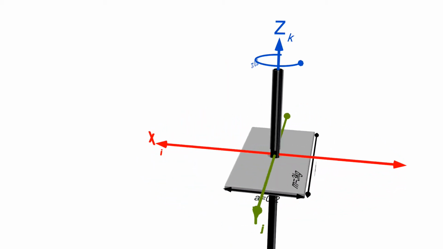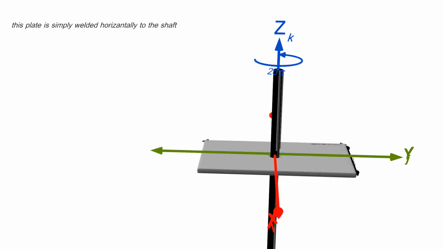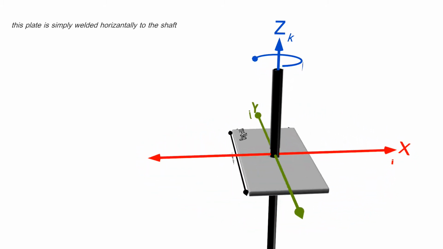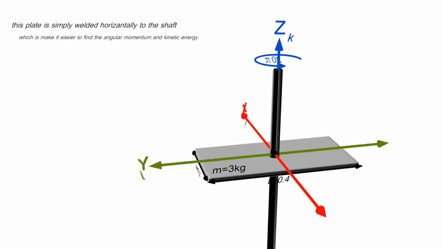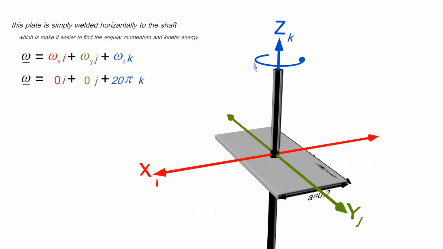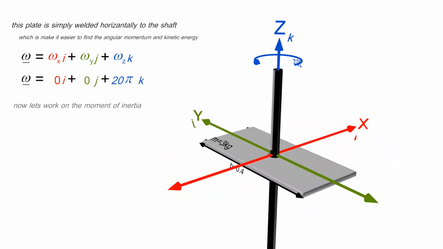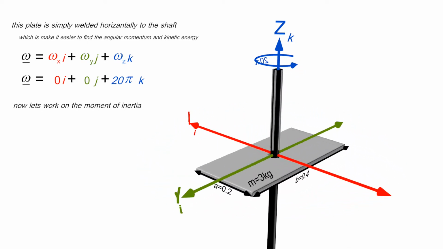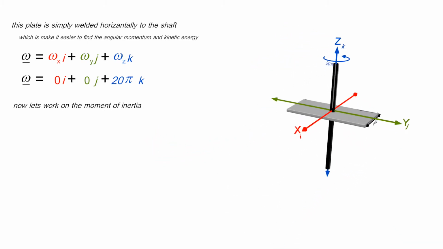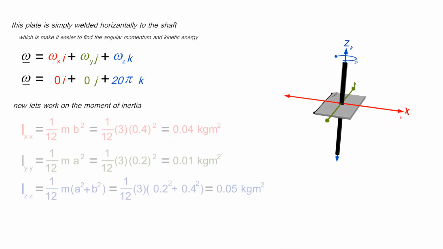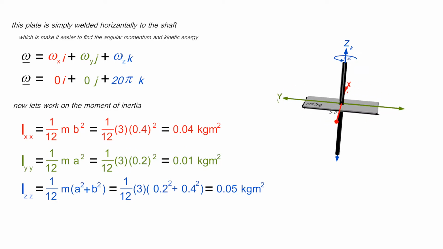In this system, the plate is welded vertically to the shaft. So finding the angular momentum is very easy. All we need to do is to find the angular velocity vector, and then find the moment of inertia of the plate. Notice that the plate follows the shaft's rotation, so there is only one omega component on the z-axis.